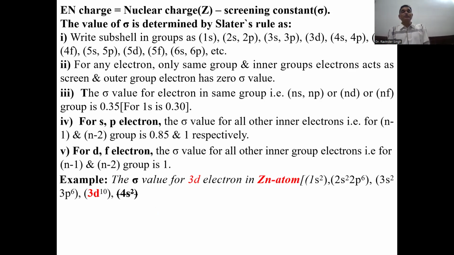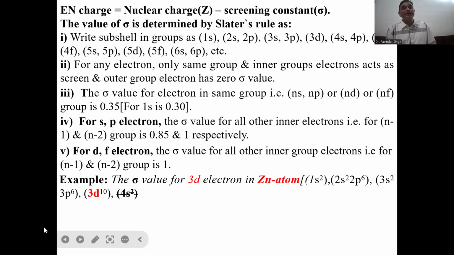The next question is for the d block element. What is the effective nuclear charge experienced by these 3d electrons in case of the zinc atom? First of all, write down the electron configuration. The configuration is 1s2, 2s2, 2p6, 3s2, 3p6, 3d10, 4s2, right? Now make the group. The first group is 1s, second one is 2s and 2p group, next one is 3s 3p group, next one is 3d group, and last one is the 4s group.